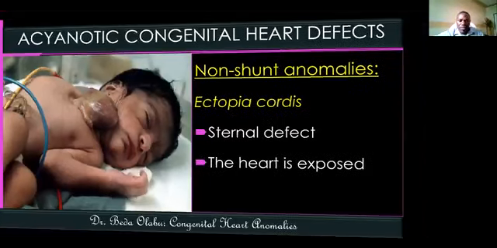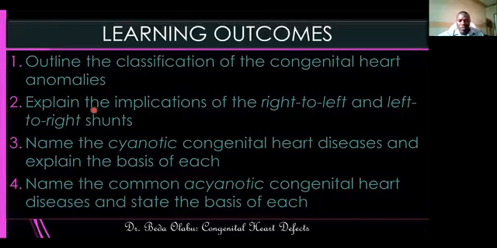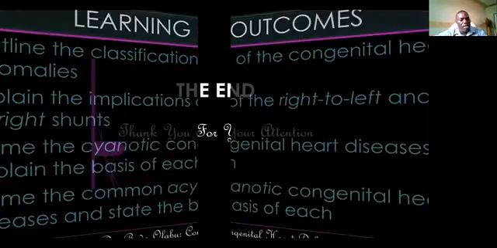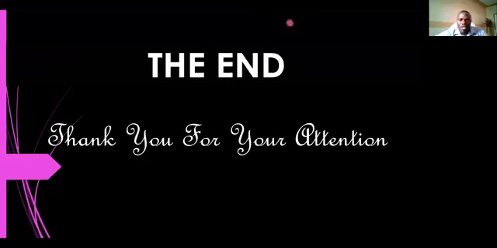Great. So we have classified congenital heart diseases. We have explained the implication of having a right to left shunt, also that of having a left to right shunt. I've given you examples of acyanotic congenital heart diseases and some few examples of cyanotic congenital heart diseases. So therefore we are done with that lecture. I don't know whether there's a question. Feel free to ask.